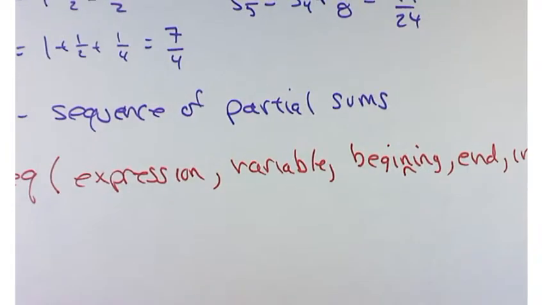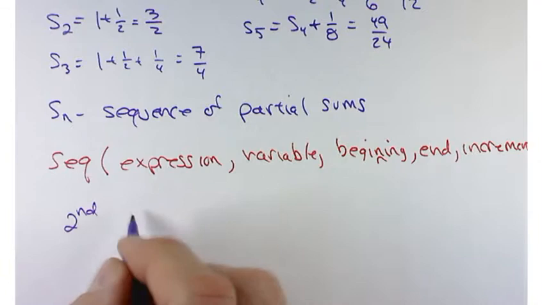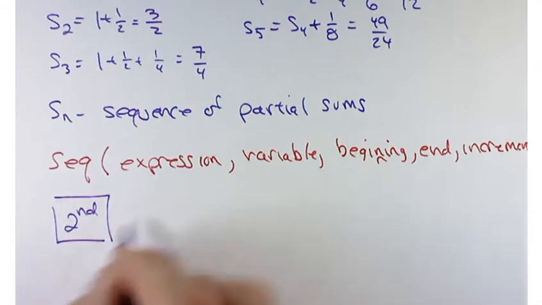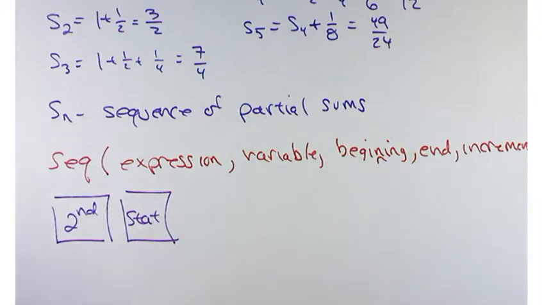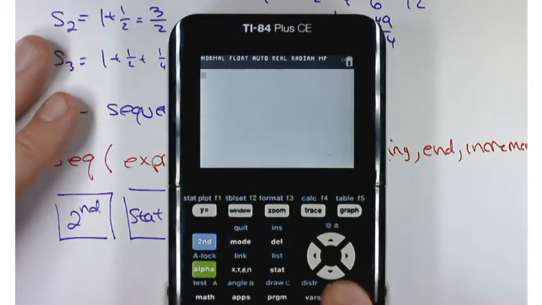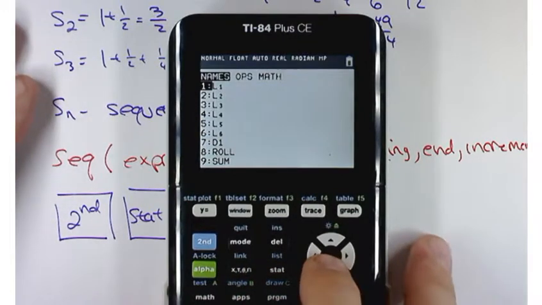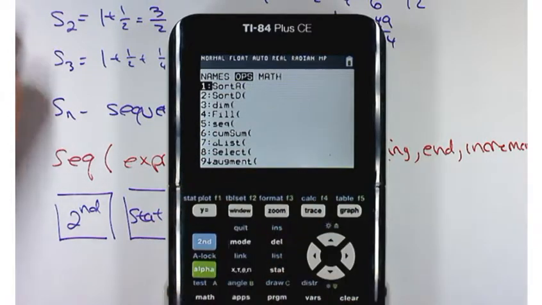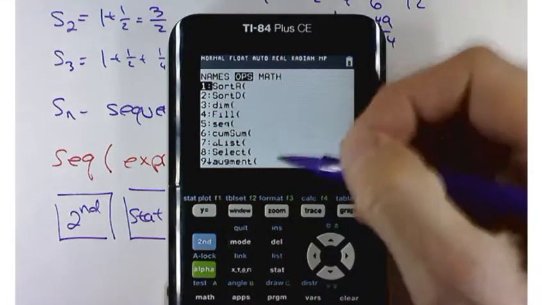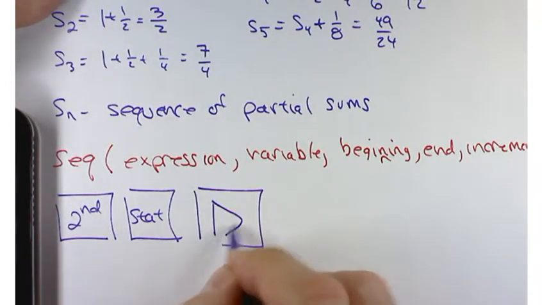If it's something other than 1. So to find that off your calculator, you're going to hit the second button and then the stat button. Second and then stat. Second, stat. And let's see. If you cursor over to the right one, then the 5th option down will be sequence. So second, stat, and then cursor to the right one.